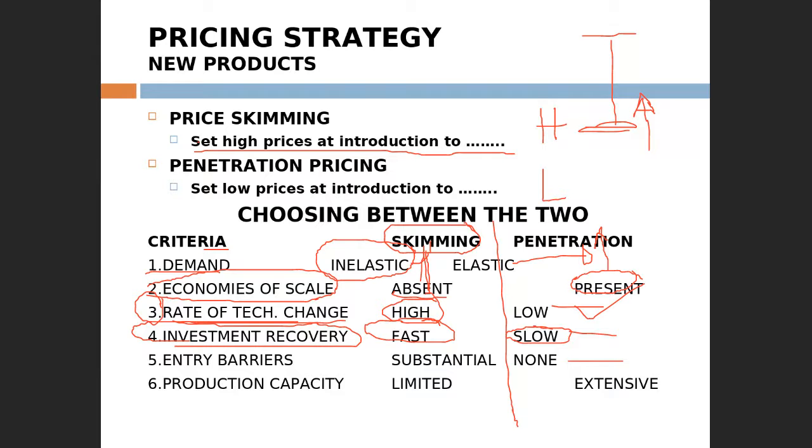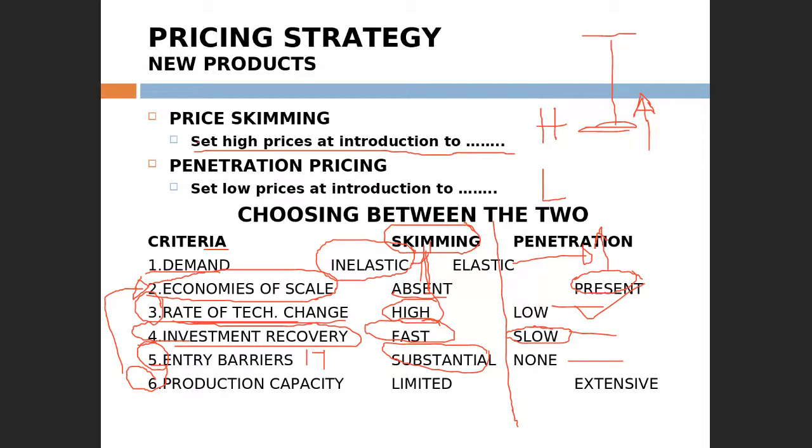Entry barriers, we also talked about this. Pharmaceutical industry, 17 years, patent. Or it could be any other industry. If the entry barrier is substantial, go with price skimming, charge a high price. If there are no entry barriers, people can easily replicate this slap your mama thing. It's nothing else but salt and pepper and garlic. I can come up with my formula, come up with an interesting package and sell it. You should go with penetration pricing. And number 6 is related to number 2.